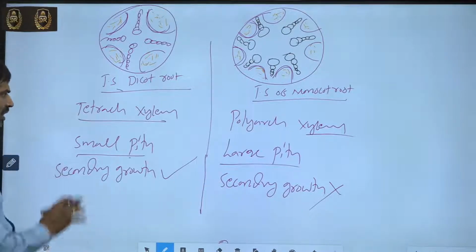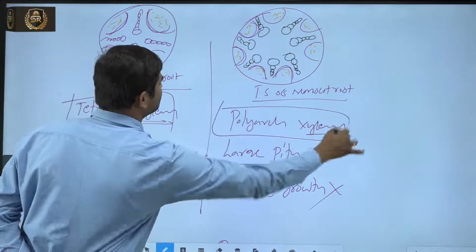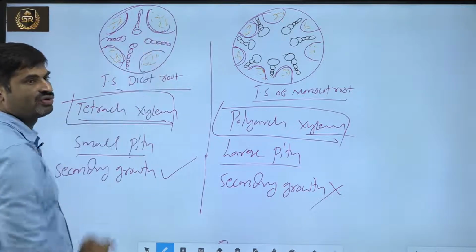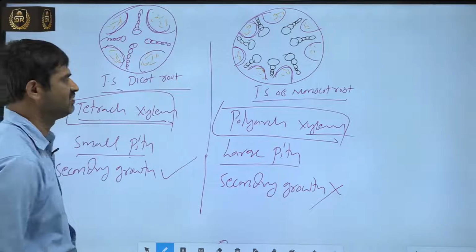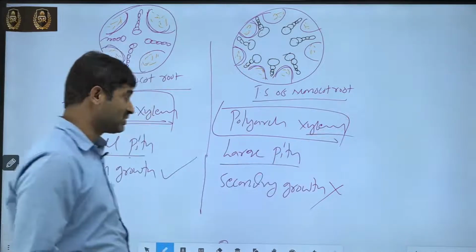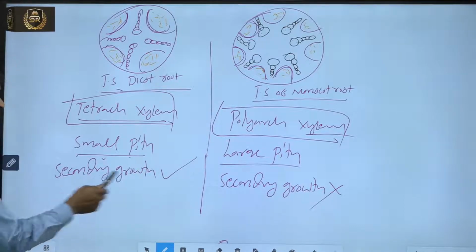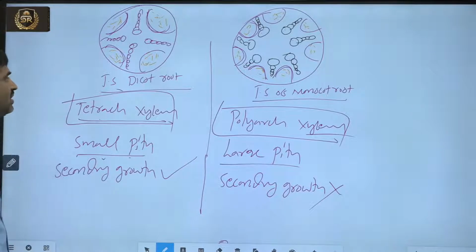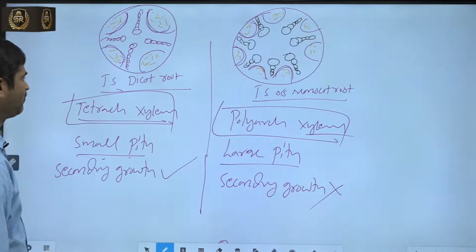This is the most important. Tetrarch xylem vessels and polyarch xylem vessels: tetrarch means only 4 xylem vessels are present, 1, 2, 3, 4. Polyarch is 1, 2, 3, 4, 5, 6 and more. Small pith is present, large pith is present. Secondary growth and development is present in dicot and absent in monocot. These are different. Remaining all are common points.